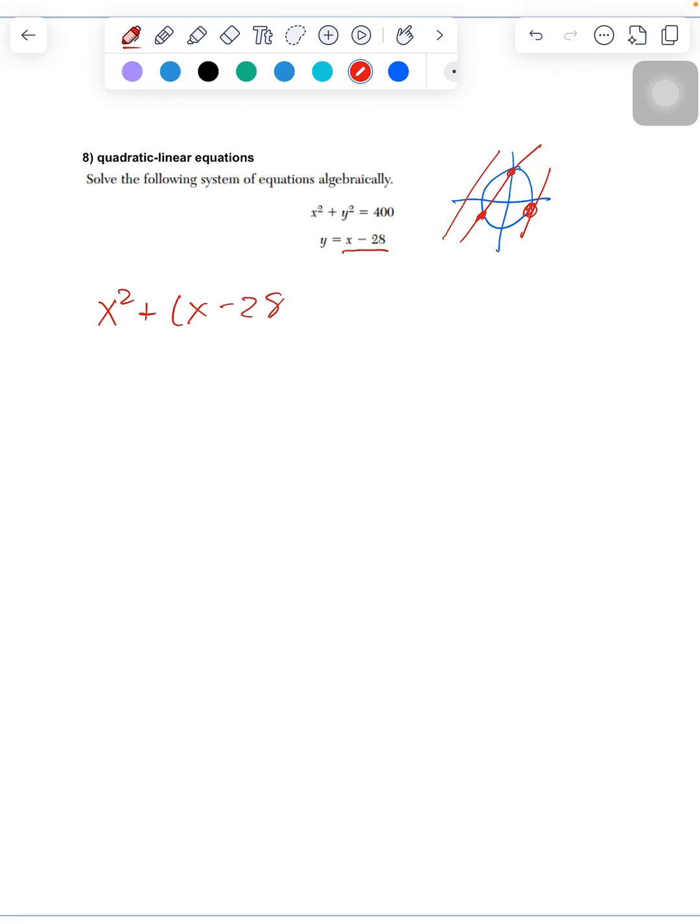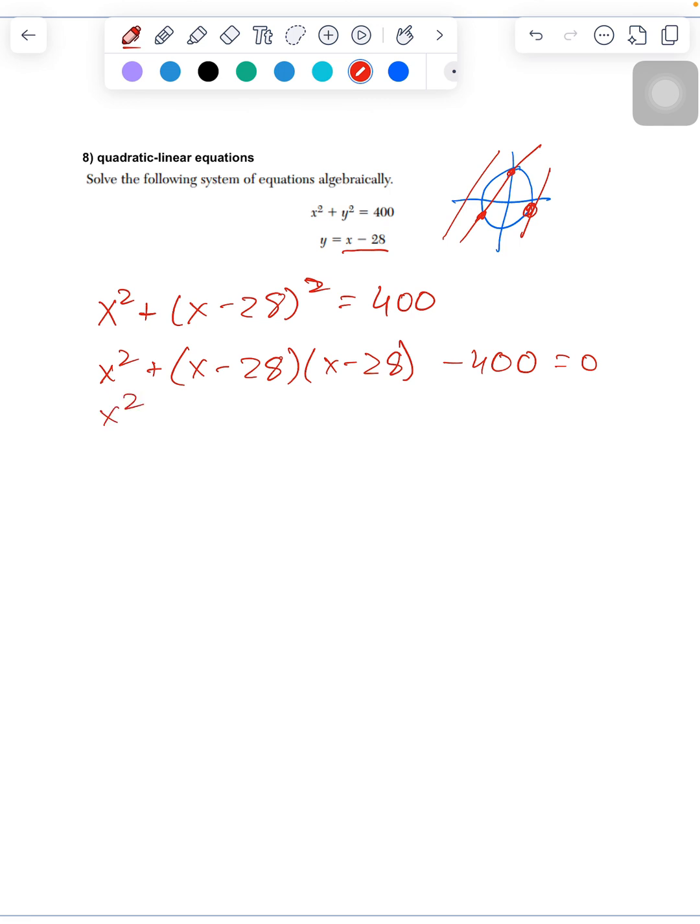So x minus 28 squared equals 400. This is going to be x squared plus x minus 28 times x minus 28. I'm just going to move the 400 to this side because this is a quadratic, and I'm going to need to do that anyway. So I get x squared. X times x is x squared. X times negative 28 is negative 28x. Negative 28 times x is negative 28x. Negative 28 times negative 28.